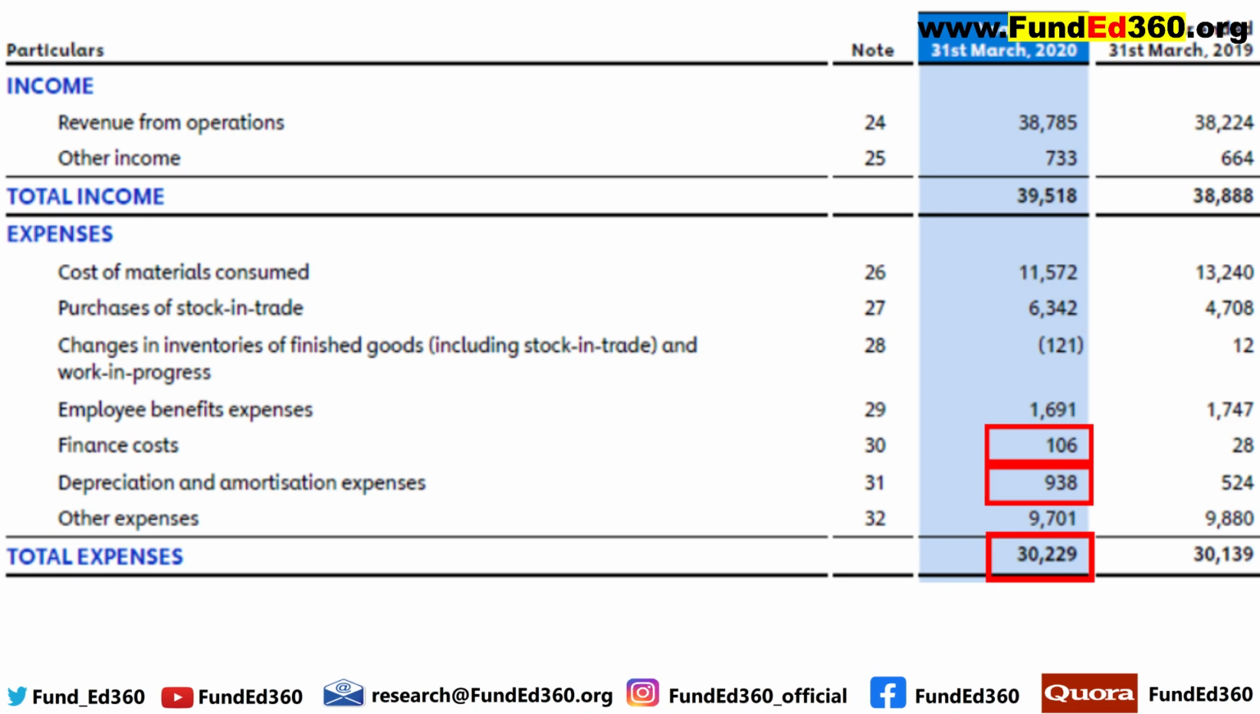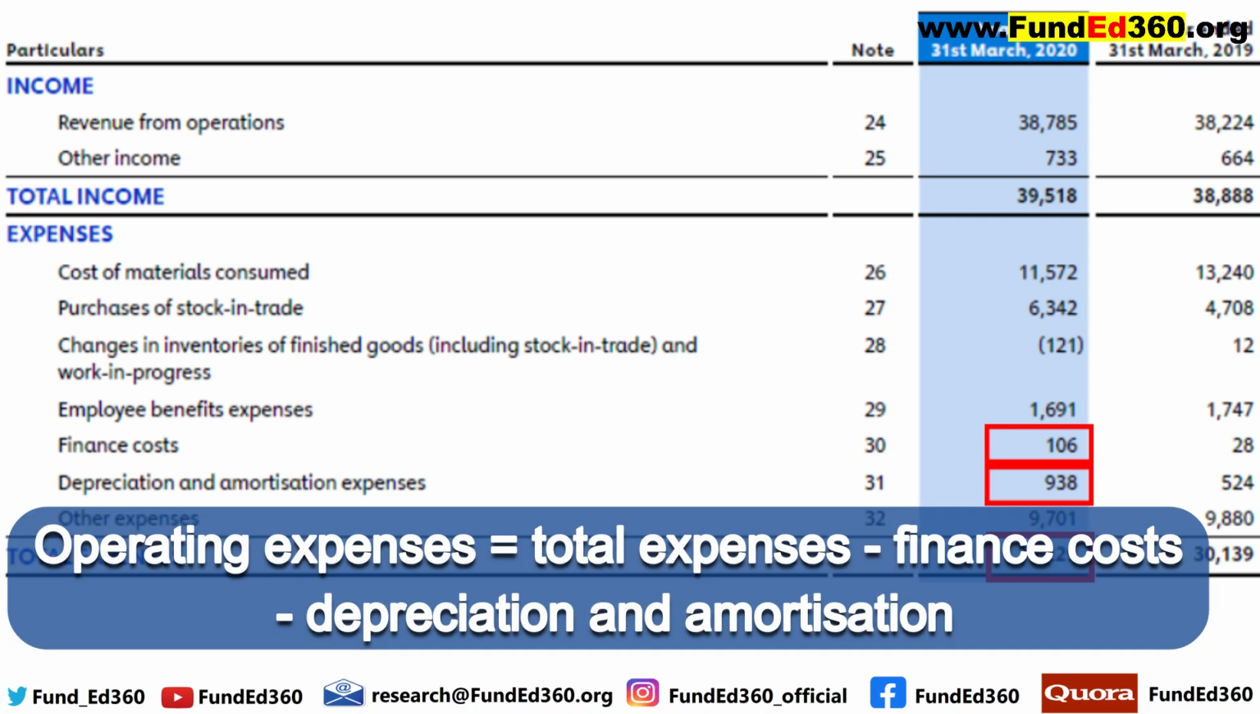The second figure that you have to focus on is operating expenditures, or simply operating expenses. Operating expenses show the cost that a company has incurred for its primary course of business. That can be calculated as operating expenditure equals total expenditure, from which you have to deduct finance cost and depreciation and amortization. So let's apply this formula to HUL's case with the profit and loss statement, to know how much operating expenditure it incurred during the current year and the previous year.